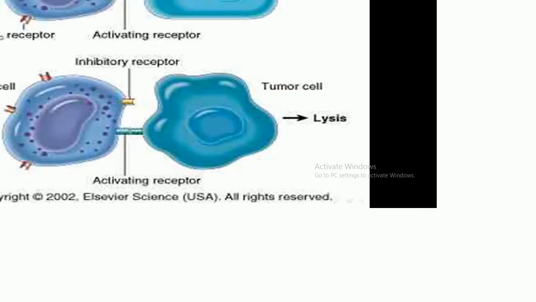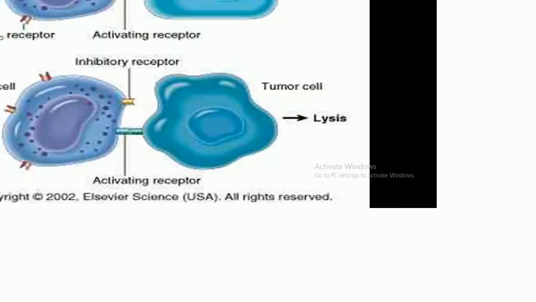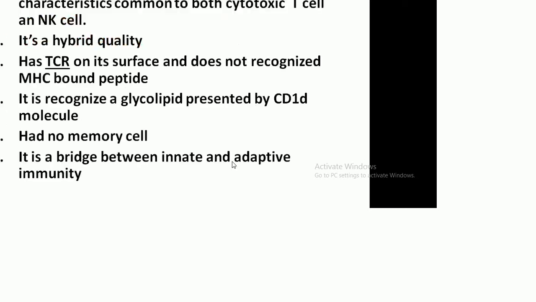And this is the inhibitory signal, and this is the activating receptor, and this is the inhibitory receptor. So the NK cell will scan the cell surface. If there is a present MHC molecule class 1 on the cell surface, there is no lysis. And if there is absence of the MHC molecule, there is activation of this receptor and it leads to lysis of the cell. The cytokines on the NK cells are interferon gamma, interleukin 1, interleukin 2, interleukin 12, 18.